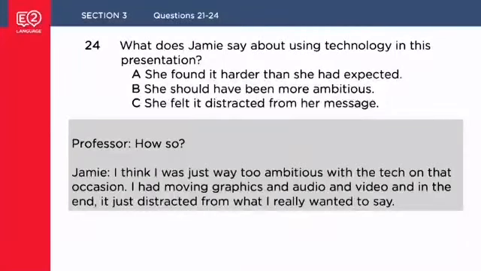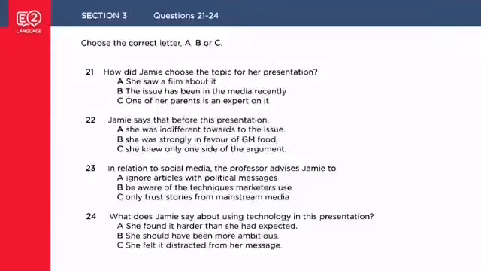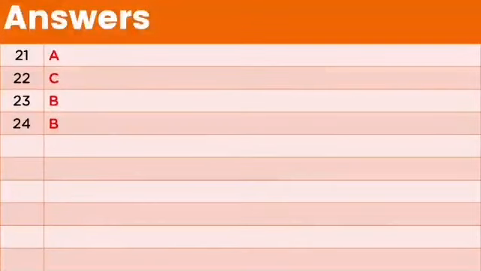The conversation continues. The professor asks, how so? Again, read through, find the distractors and the answer. Final bit of the script. And the answer, hopefully you got it right, is B. So let me know in the comments, why is it B? Why not A? Why not C? Here are all the questions. Here are the answers, A, C, B, B.